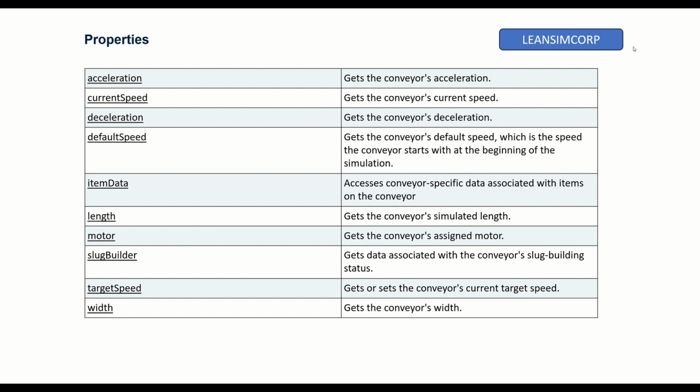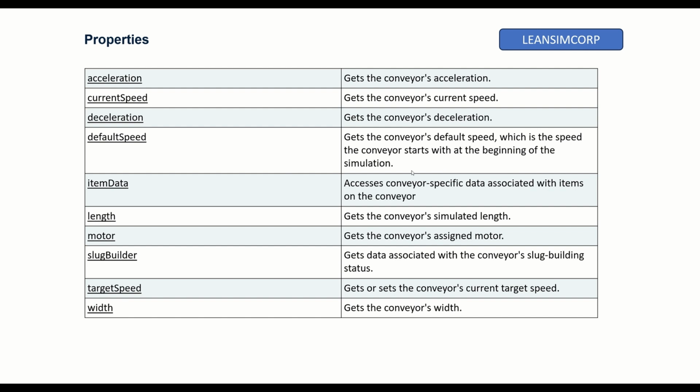We have acceleration to get the conveyor acceleration. We have current speed syntax to get the conveyor's current speed. We have the syntax for deceleration to get the conveyor's deceleration. Then we have default speed, which gets the conveyor's default speed, the speed the conveyor starts with at the beginning of the simulation.